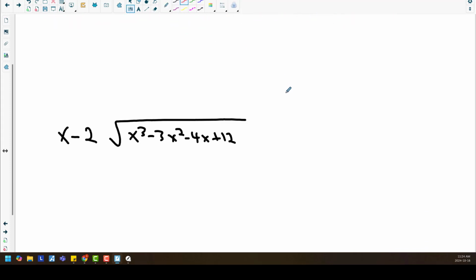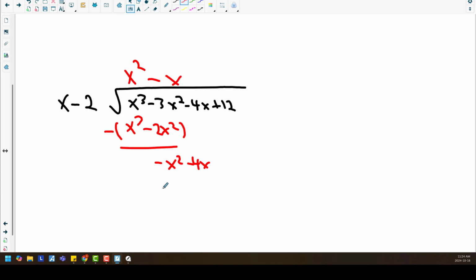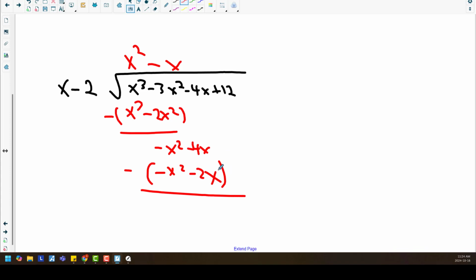So x squared, x cubed minus 2x squared. There's another sign there, so that cancels. Minus 3 plus 2, that's going to be negative x squared. Minus 4x, that's going to be minus x. Minus x squared minus 2x. Negative sign there, positives. Negative 4 plus 2, that's negative 2x plus 12. That's going to be negative.